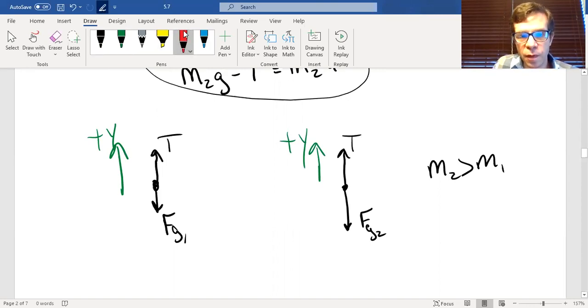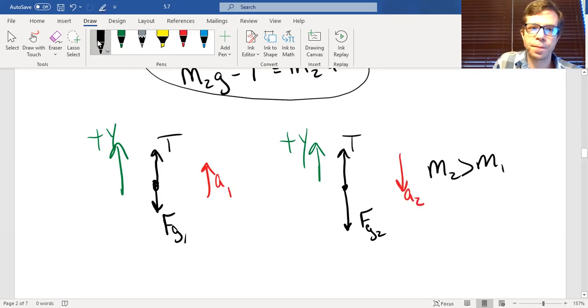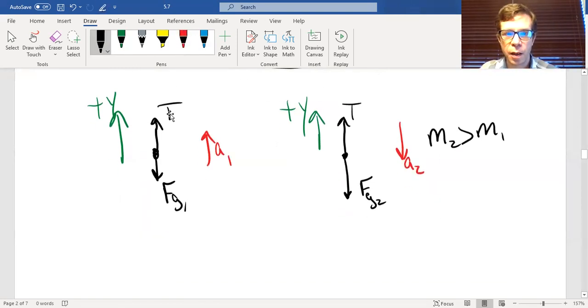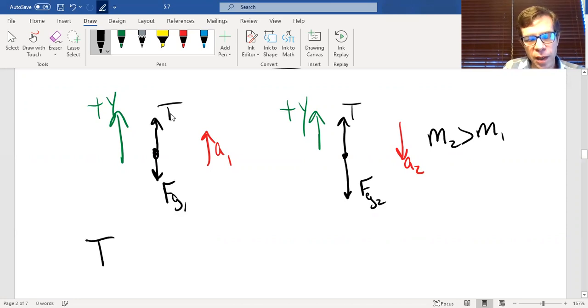All right, so this is the smaller mass, so I know it's going to accelerate up. And this is the heavier mass, so I know it's going to accelerate down. So if I look at my free body diagrams to make my motion equations here, up is my positive y direction, so I have T minus FG1 is equal to, this is up, so it's positive, M1A1.